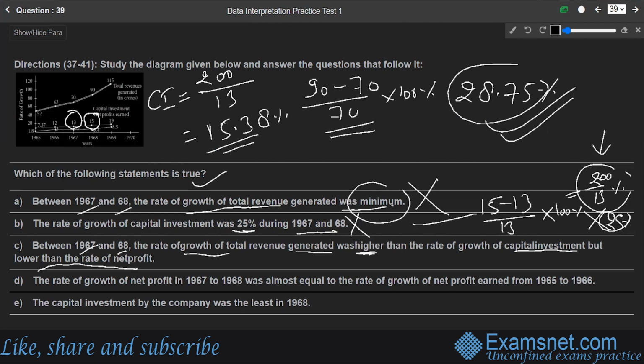Okay, so clearly the total revenue generated is higher than this. But then he says, but lower than the rate of net profit. So let us calculate the rate of net profit. Okay, rate of net profit for the same year, 67 to 68.